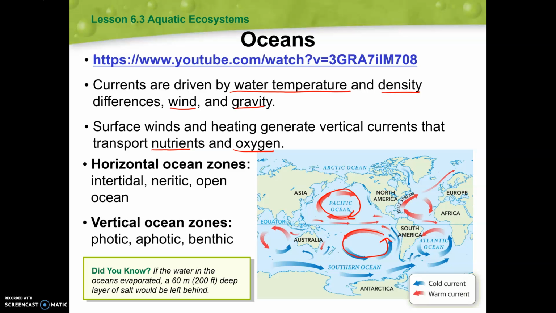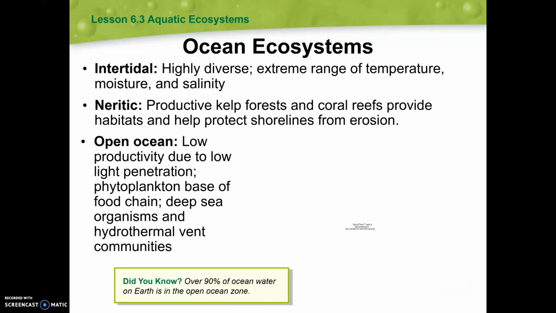So some zones that we're going to talk about are horizontal zones going across the top of the ocean. We can see intertidal zones, neritic zones, and open ocean. So these are our three horizontal zones that we're going to talk about. And then we're also going to revisit here our photic zone, which if we remember, is where the light is going to reach, our aphotic zone, where the light is not going to reach, and our benthic zone, which is going to be our ocean floor here.